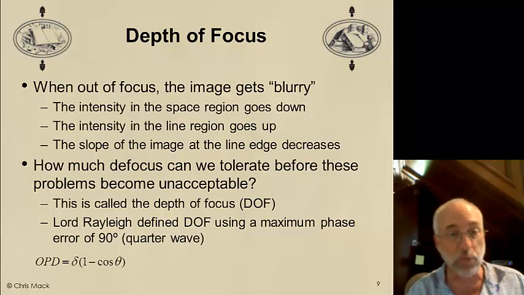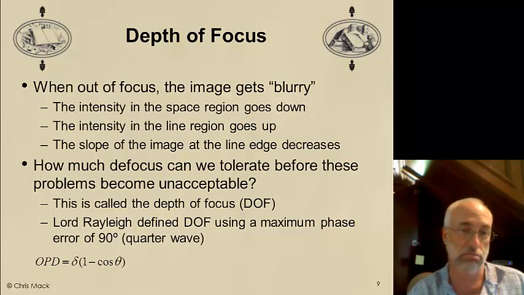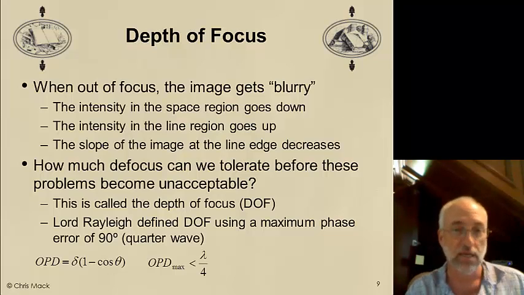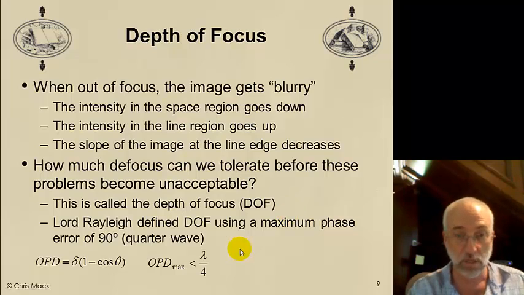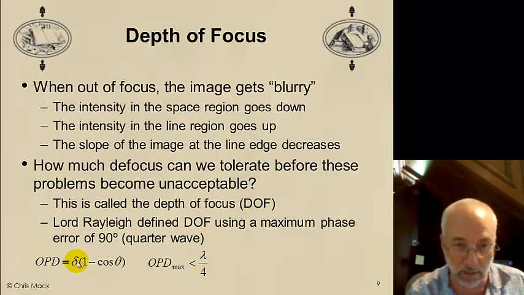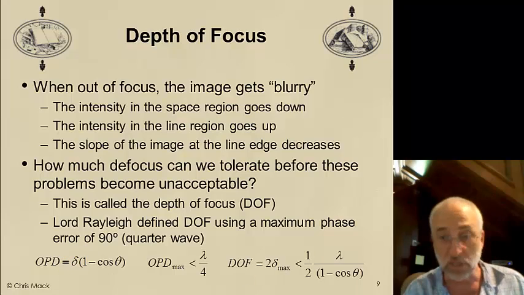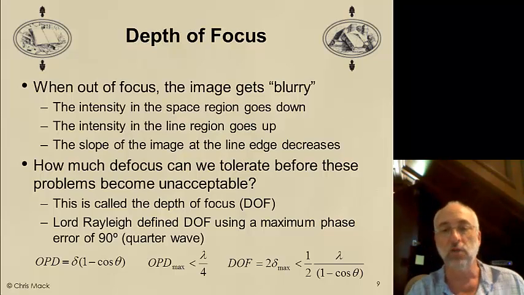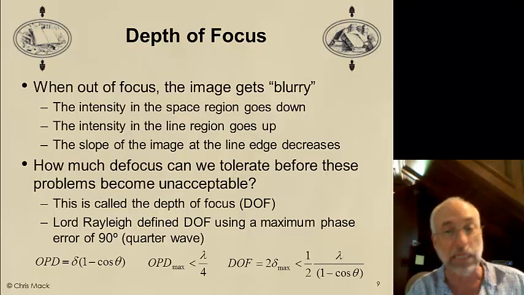So, if the OPD is delta, the defocus distance, times 1 minus cosine theta, and as Lord Rayleigh said, the maximum OPD we could tolerate has to be less than 1/4 of a wave, I can simply take this maximum 1/4 of a wave and plug it in here and use that to calculate the maximum defocus I can tolerate. The depth of focus is simply 2 times the maximum defocus I can tolerate, because there's a plus side and a minus side. The errors are symmetric. So the depth of focus then is something less than 1/2 lambda over 1 minus cosine theta.